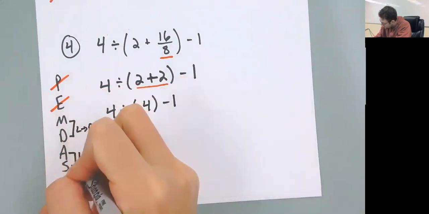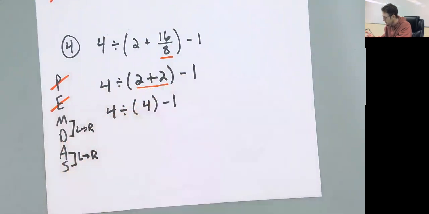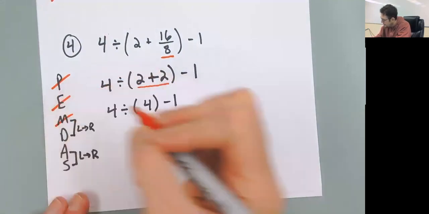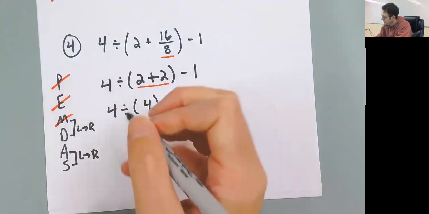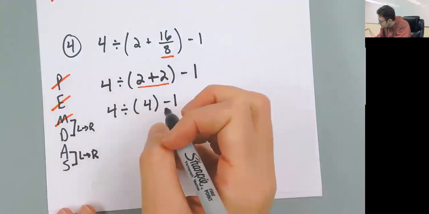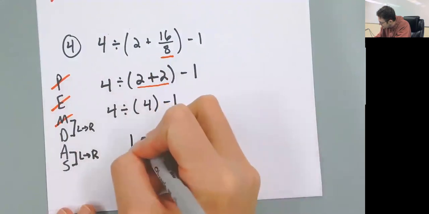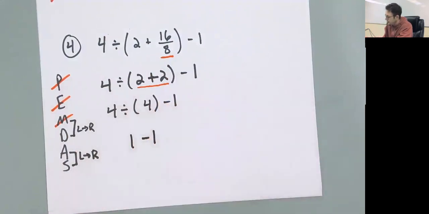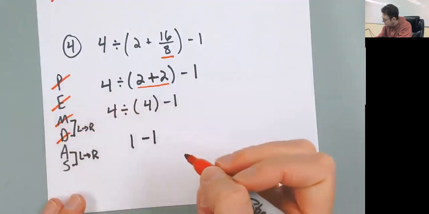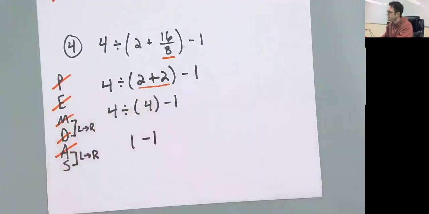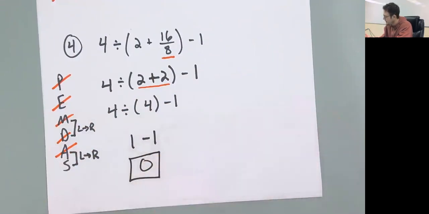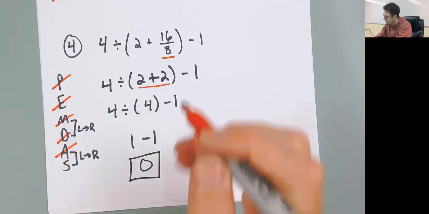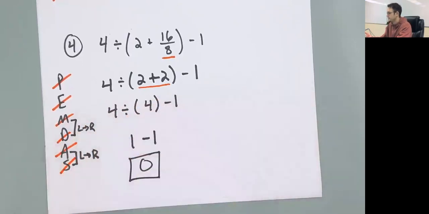Next we have left to right, left to right. Okay, so there's no multiplication. We have division. So we're going to divide 4 divided by 4. That is 1. And then we drop the minus 1. All right. Did division. There's no addition, so we're at subtraction. 1 minus 1 is 0. All right? Did subtraction.